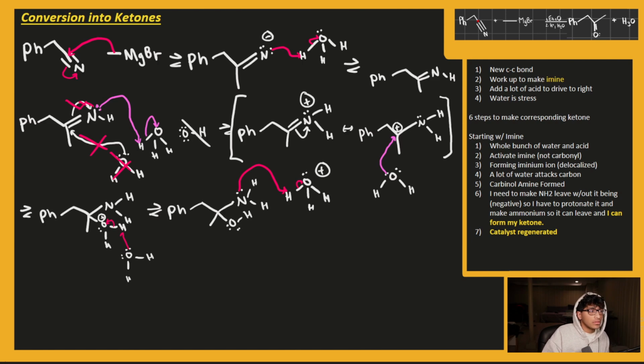Okay, so now nitrogen's going to have a plus charge, and so now nitrogen has a plus charge. He is now able to leave. He's a good leaving group without him getting a negative charge. So he's going to get the hell out of here.